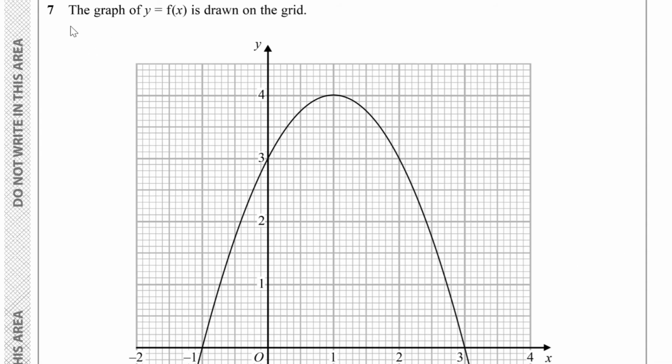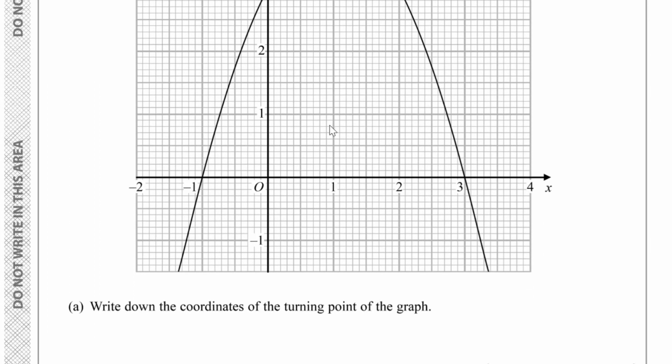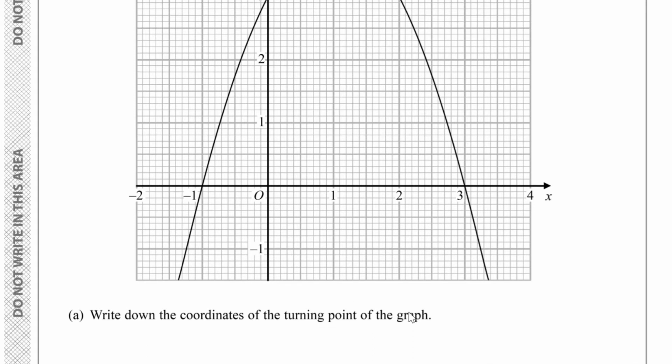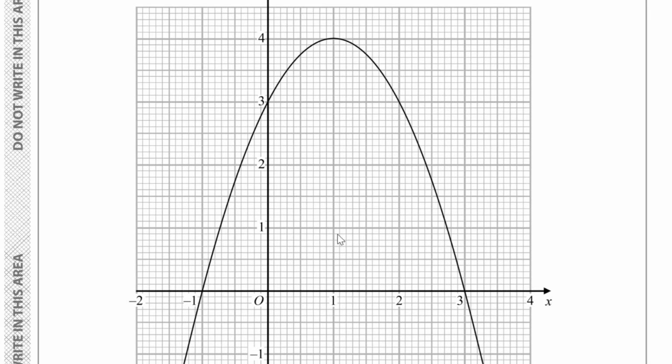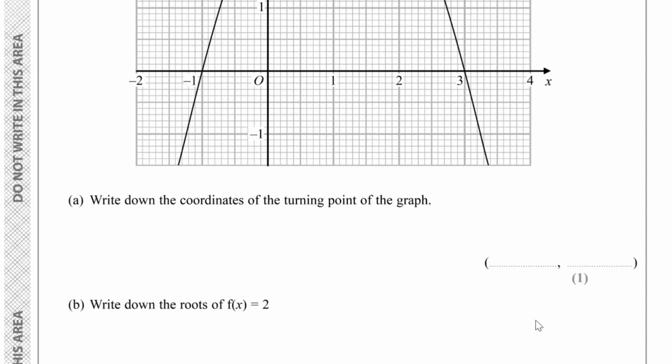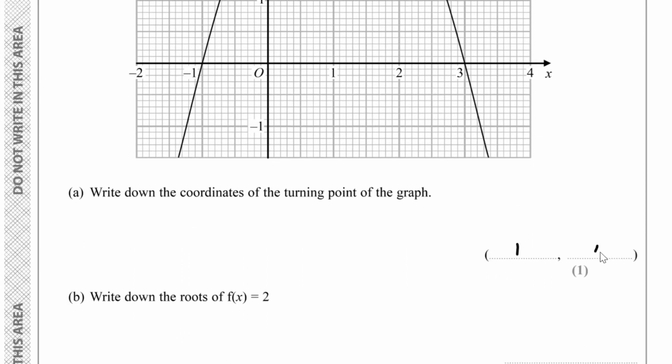Question 7. The graph of y equals f of x is drawn on the grid, that's what we see here, and for part A we have to write down the coordinates of the turning point of the graph. Well, the turning point would correspond to the maximum point, which is here. And you can see this has coordinates 1, 4. So the coordinates of the turning point will be 1, 4.